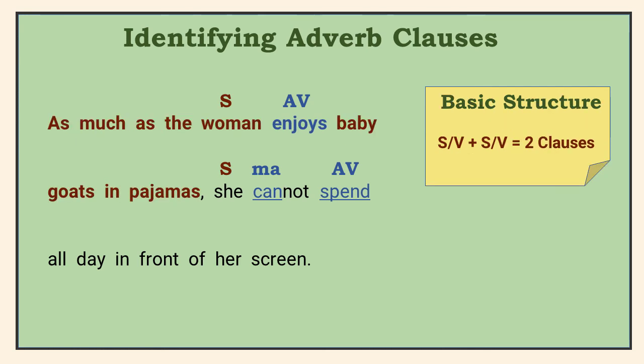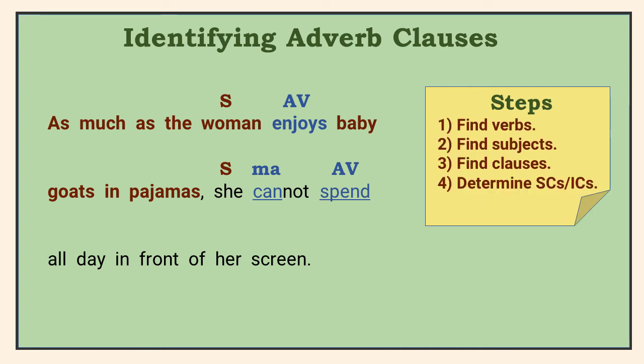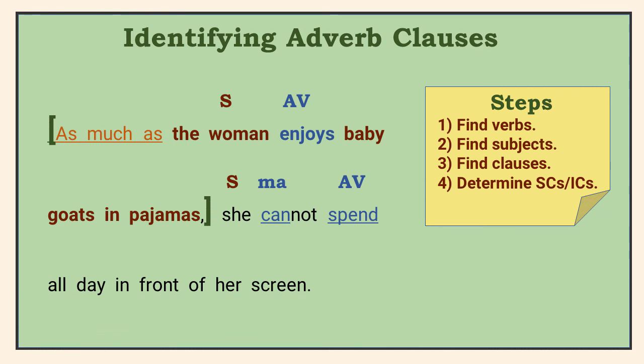We have 2 subject-verb combinations, so we have 2 clauses. Then we have to figure out whether each clause can stand alone as a sentence or whether it depends on the independent clause to form a complete sentence. As much as is the subordinating conjunction that changes the woman enjoys the baby goats in pajamas from an independent clause to a dependent one. The second half of the sentence can stand alone.